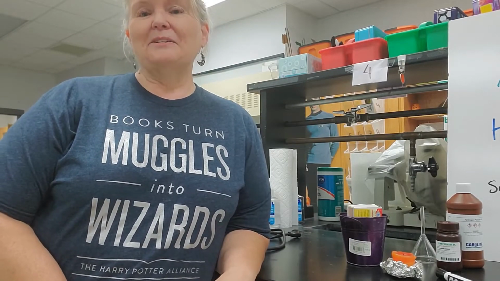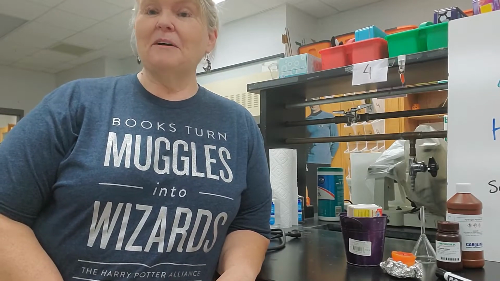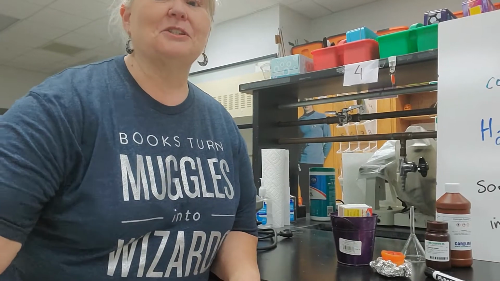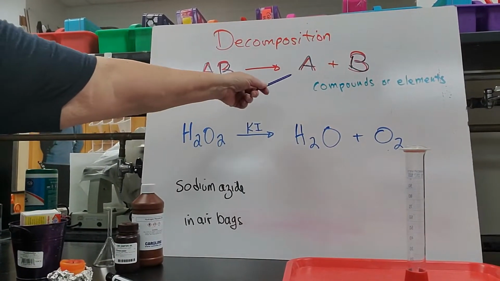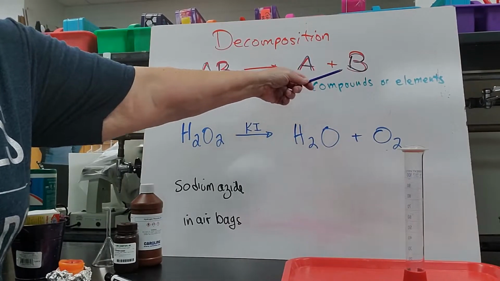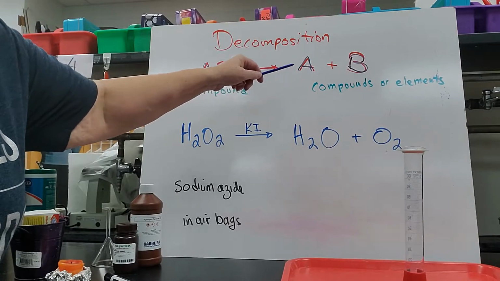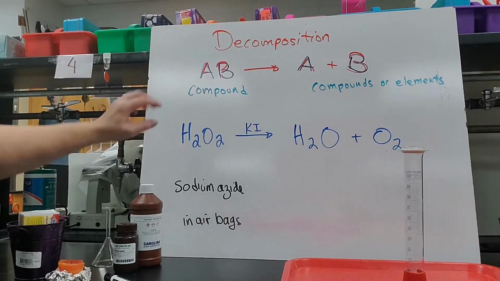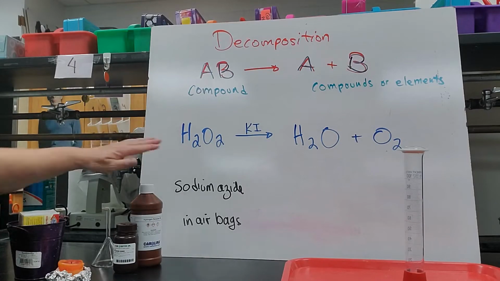I wanted to do some demonstrations for you and show you a little bit about decomposition and single replacement reactions. So my first one is going to be decomposition. As you'll see, I've got a compound that is splitting up, and it could make two compounds, it could make an element and a compound, it could make two elements, but the main thing is you have one thing that's splitting up into simpler compounds, elements, or substances.